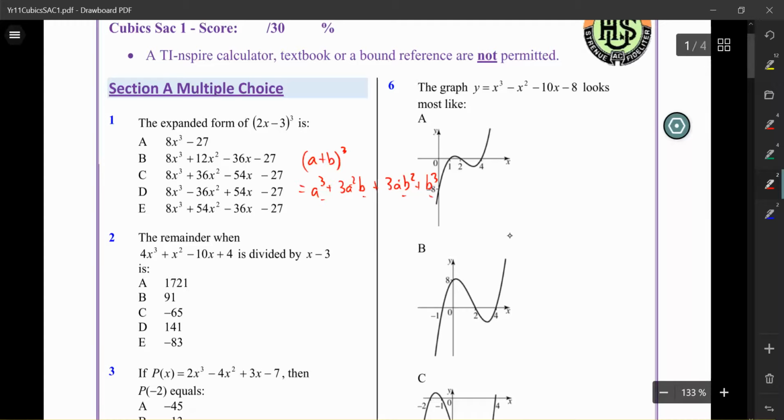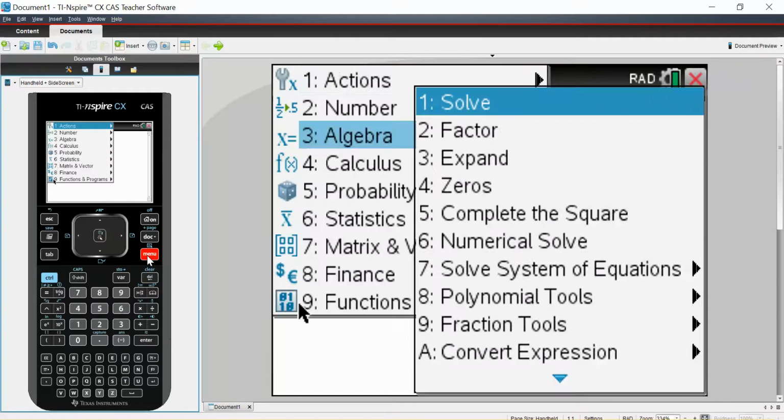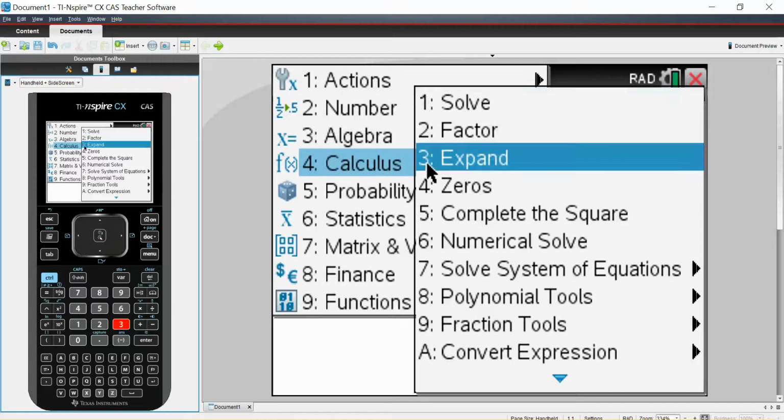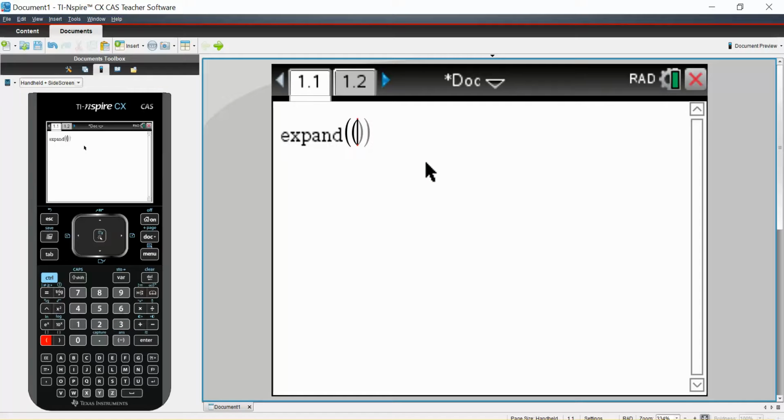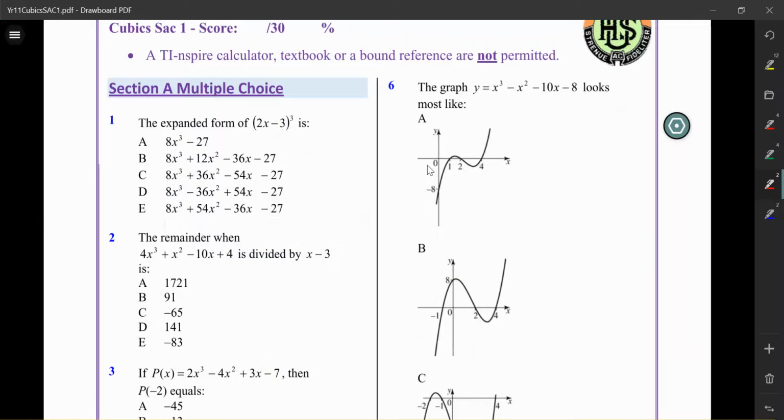But that's the formula to do it by hand. But obviously we don't need to do it by hand. We can do it with a calculator. I'm going to show you how to do this on a calculator. Expanded form of (2x minus 3) cubed. So I go to my calculator, type expand, or you can go to menu, algebra, and expand is number 3 over there. So expand, and I can type in bracket 2 times x minus 3 all cubed. Is that correct? Yes. 8x cubed minus 36x squared and so on, minus 27. So I think it's D. Is that correct? Yes, it is correct.